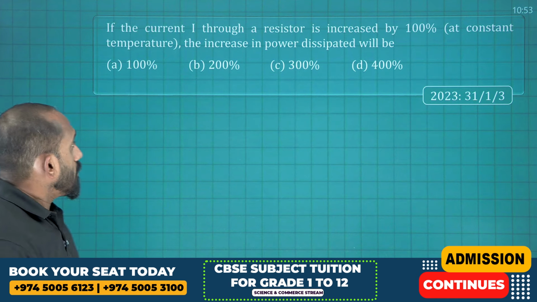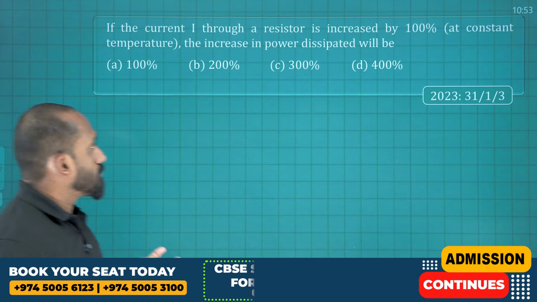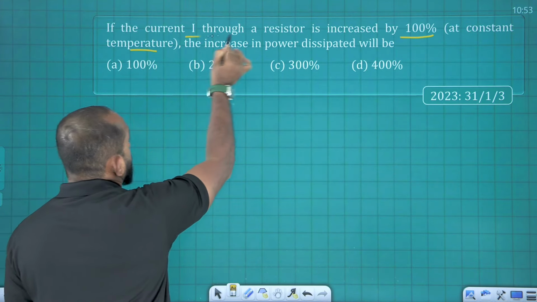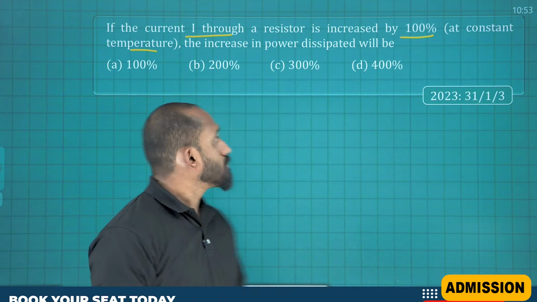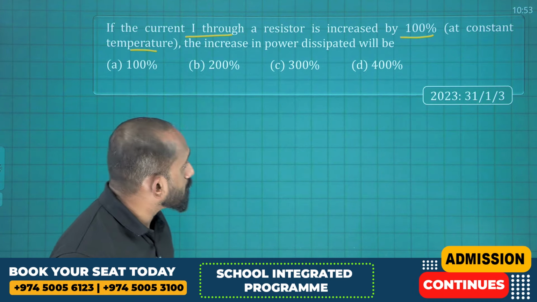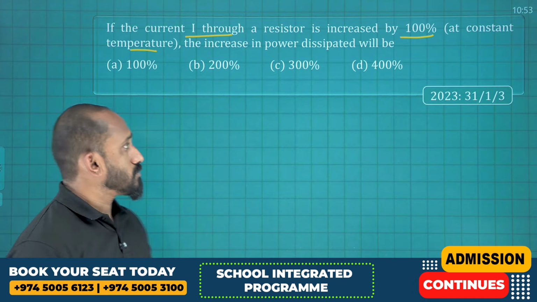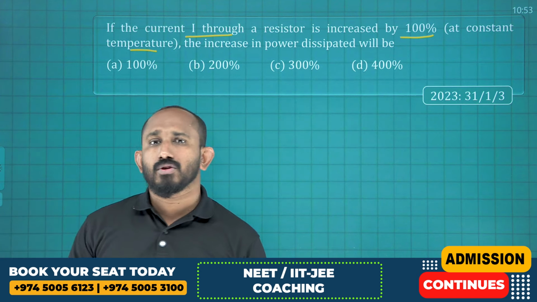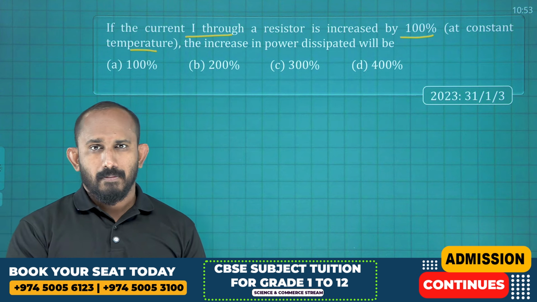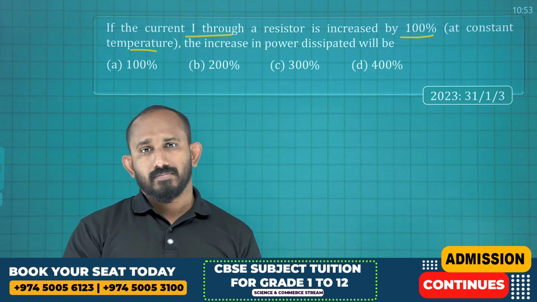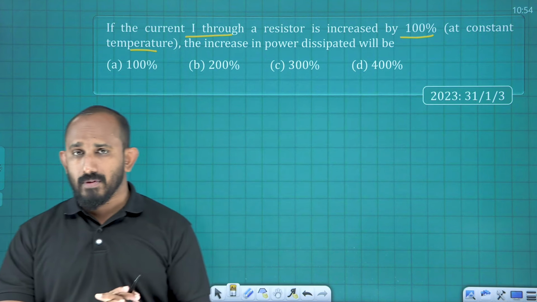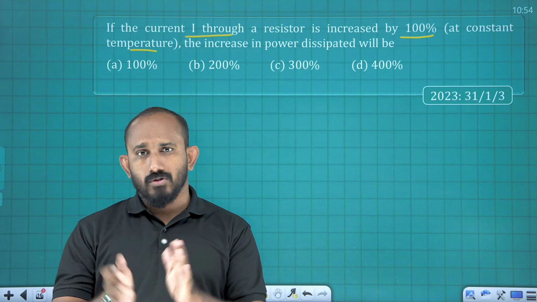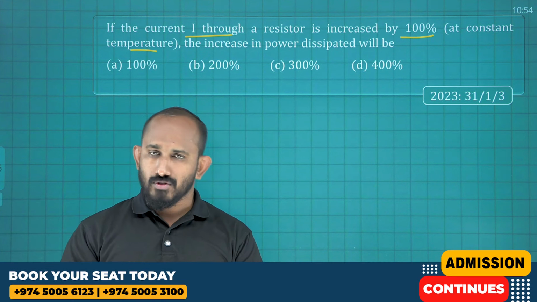If the current I through a resistor is increased by 100%, with constant temperature, the increase in power dissipated will be how much? So temperature is kept constant, and the current is increased by 100%. That means you doubled the current. Since temperature is kept constant, the resistance will be kept constant. Yes or no?